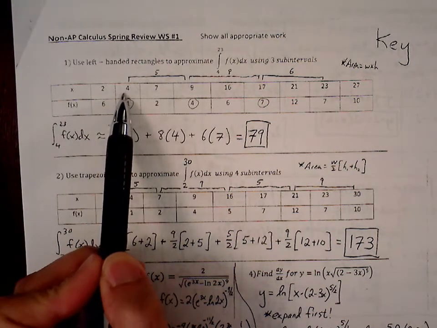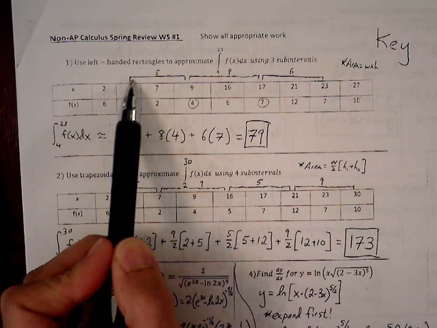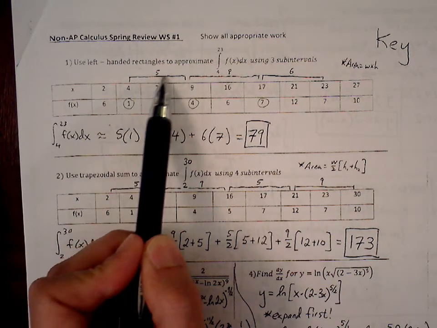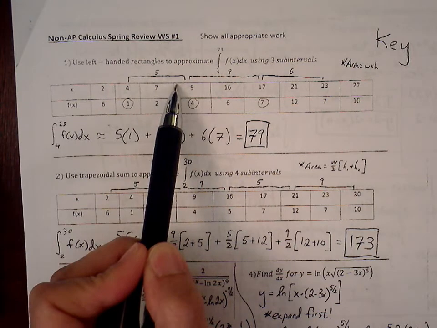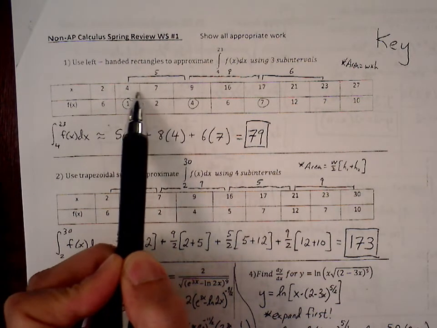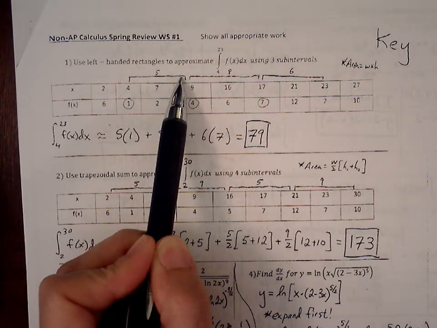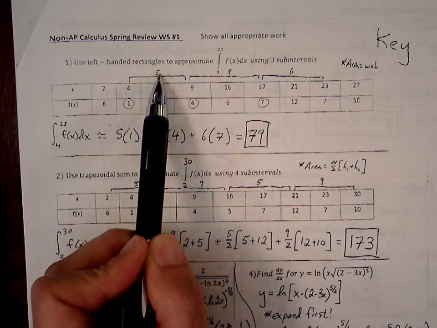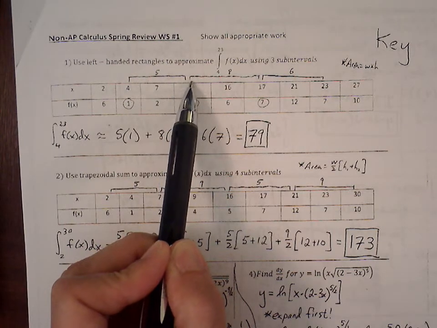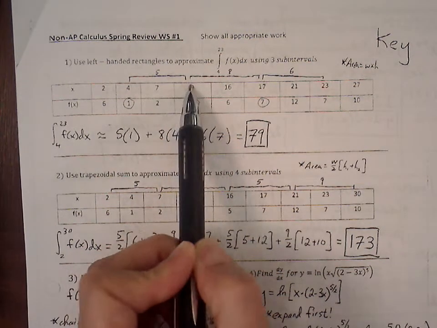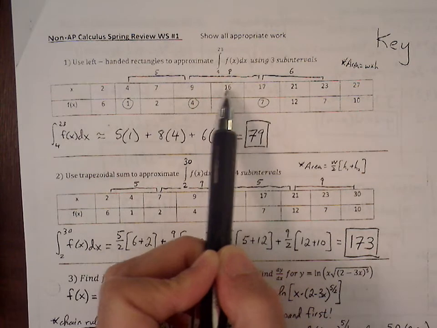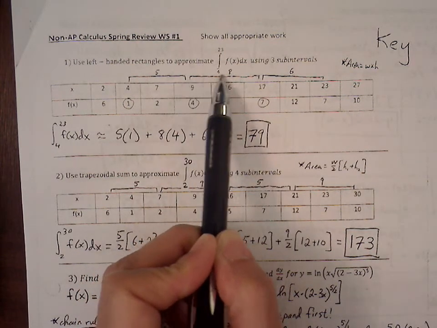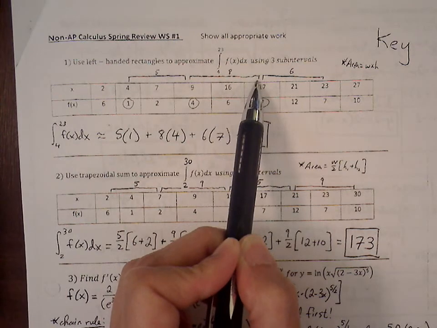So the width of each rectangle is dependent on the difference between our x values. So we see that from 4 to 9, this spans a width of 5. So our first rectangle will have a width of 5. Our second rectangle spans from x value 9 to x value 17. So that spans a width of 17 minus 9, which is 8. So we know our second rectangle has a width of 8.